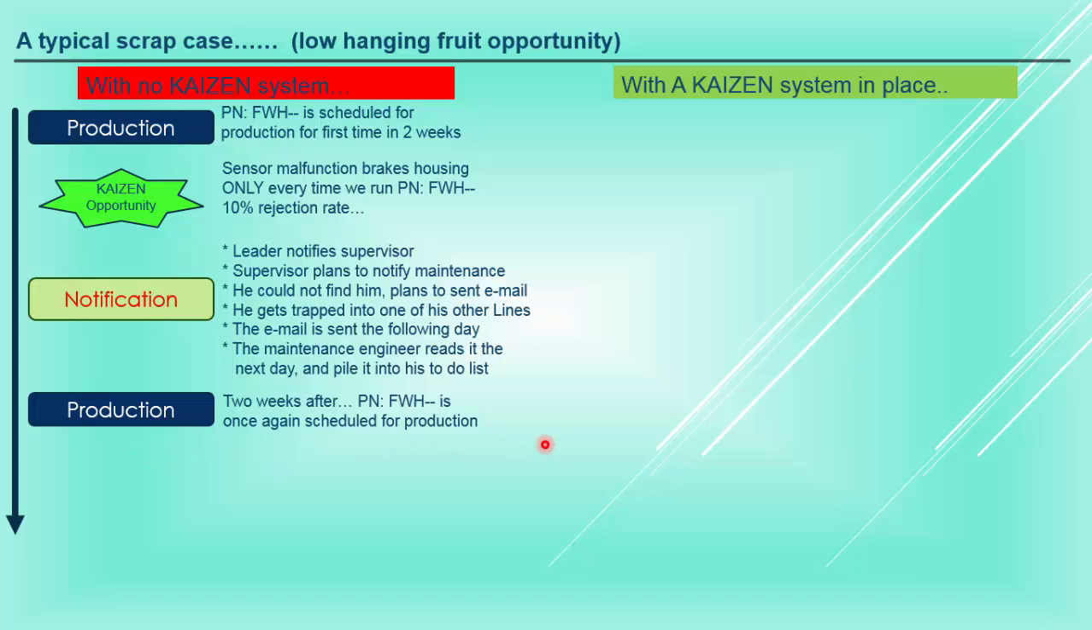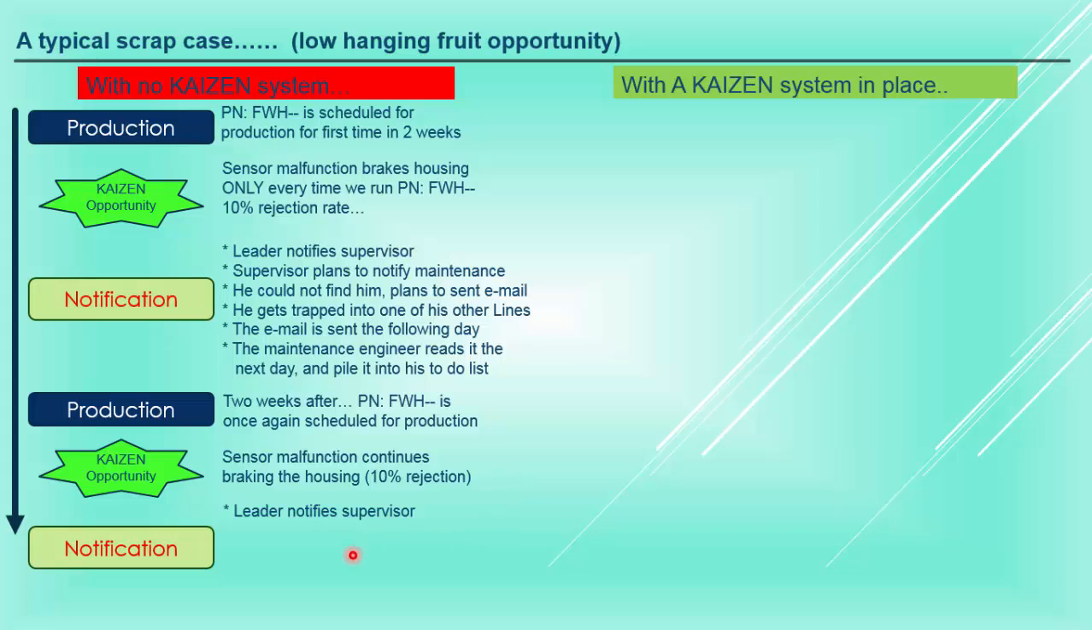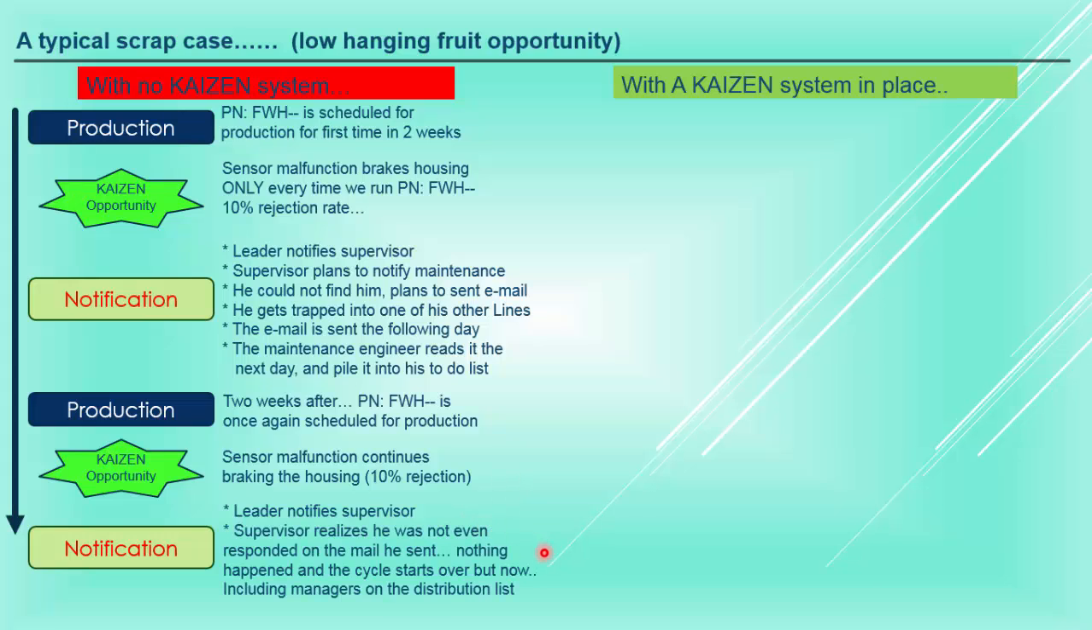2 weeks after, we start running this same part number once again. Once again, the sensor is not properly working, and we continue having the scrap issues. The leader notifies the supervisor, and then the supervisor realizes that the maintenance engineer never responded to the email he sent. So nothing happened, and the cycle starts over. But now we need to include the managers on the distribution list, so we make sure that the issue gets resolved. This is a typical case with no Kaizen system in place.